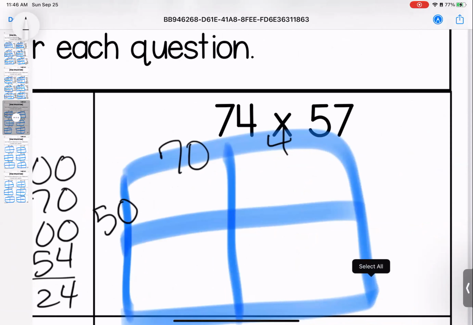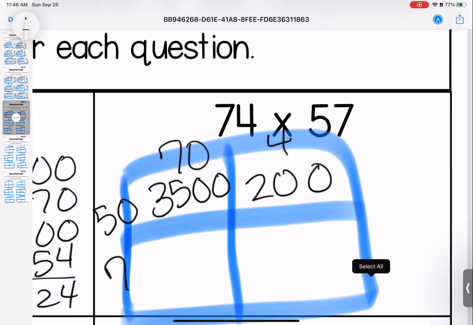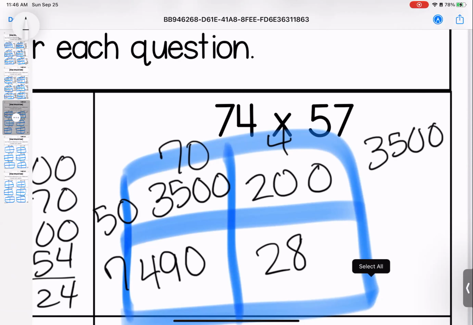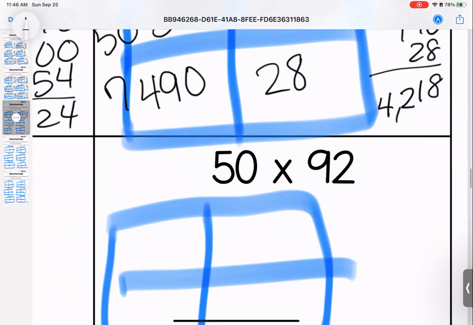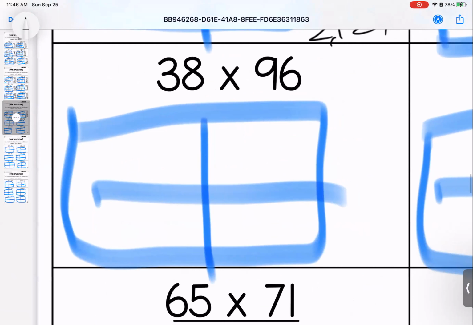We use expanded form because we're so smart. 5 times 7, 35, 2 zeros. 5 times 4 is 20 and a 0. 7 times 7 is 49 and a 0. 7 times 4 is 28. We stack, we add, and we get 4,218. Question number 3, break it down to 30 and 8, 90 and 6.